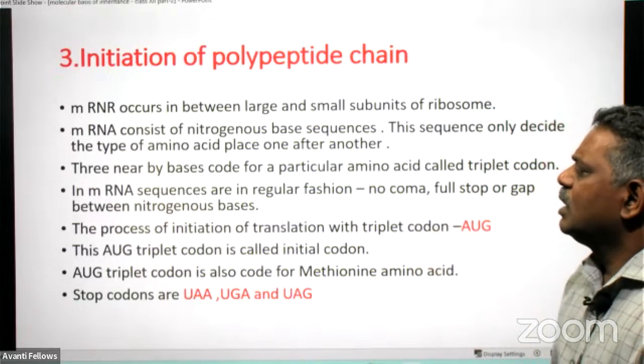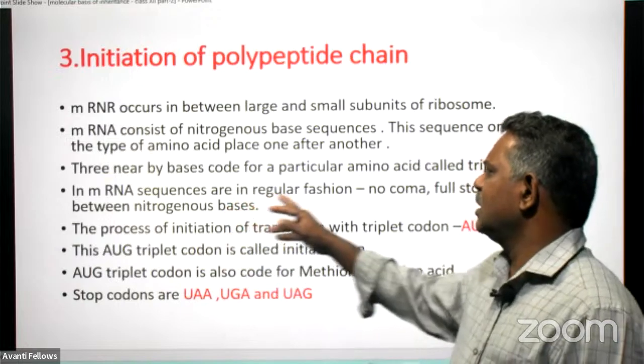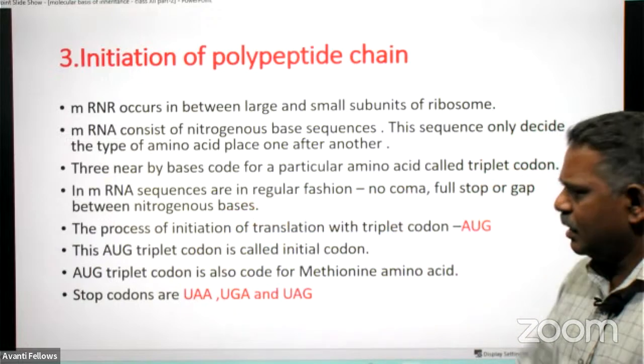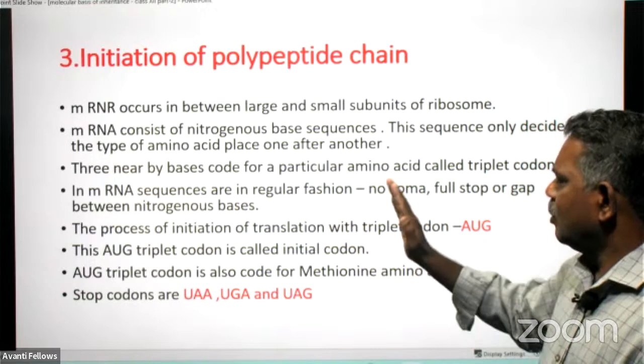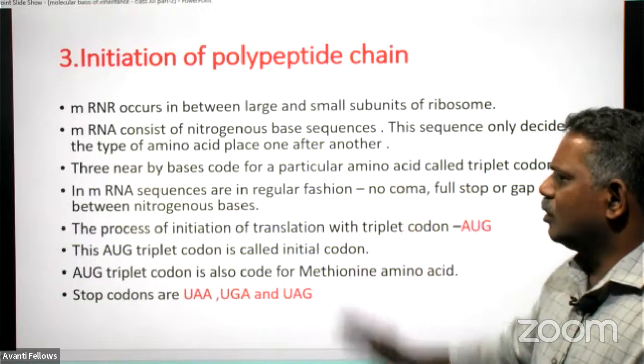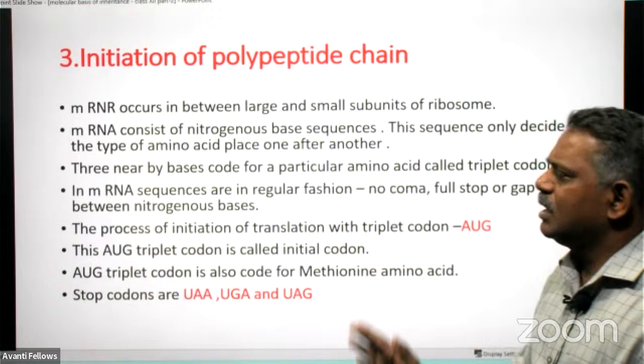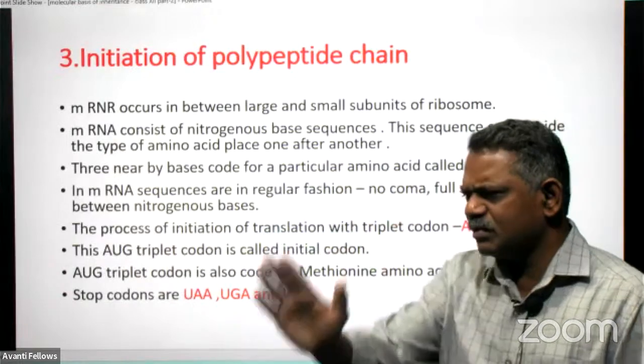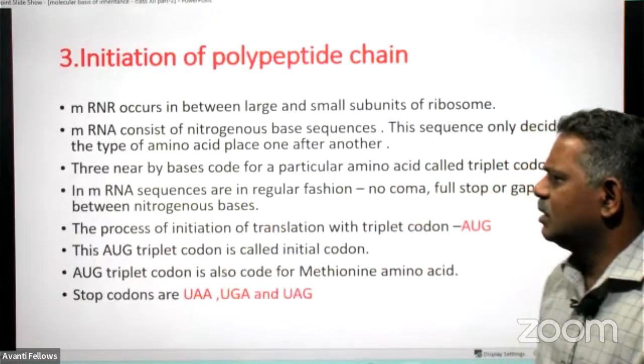The triplet codon. In mRNA, the sequence is in a regular fashion. It is given in a regular fashion, no comma, no full stop, no gap, nothing. The nitrogenous bases are given in a continuous fashion.